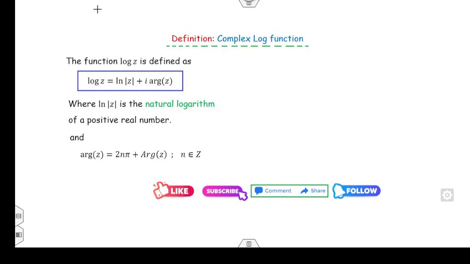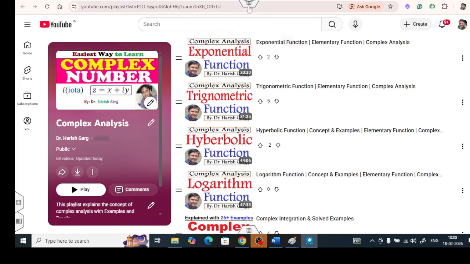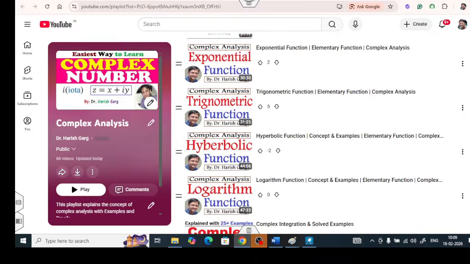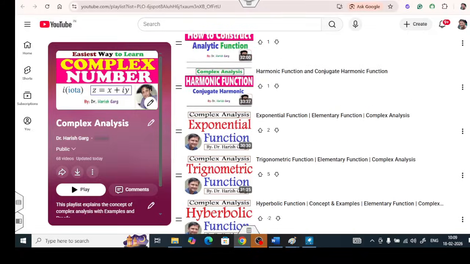What we have discussed so far is that we have defined the concept of the standard logarithmic function. Here I am using the word standard. Why? I will explain, just wait for 2 minutes. Fine. Basically, what we discussed in our last lecture is related to the logarithmic functions. You can see the playlist of complex analysis, where you will find logarithmic functions, hyperbolic and trigonometric functions, exponential functions and many more lectures.